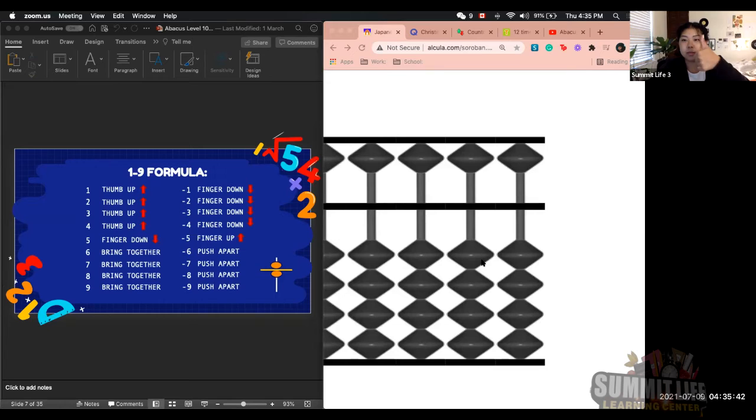Yes? Okay, so when I'm talking about adding 1, Eric, I'm going to use my thumb and push 1 abacus bead up like this. That equals 1. Add 2, I'm going to thumb up. Add 3, I'm going to thumb up.